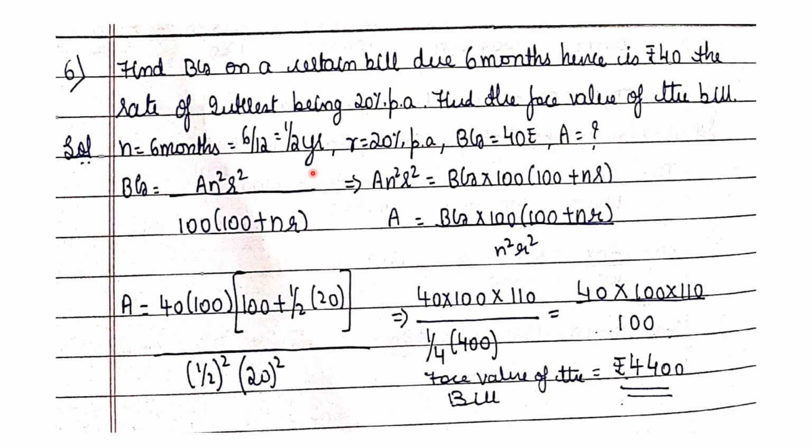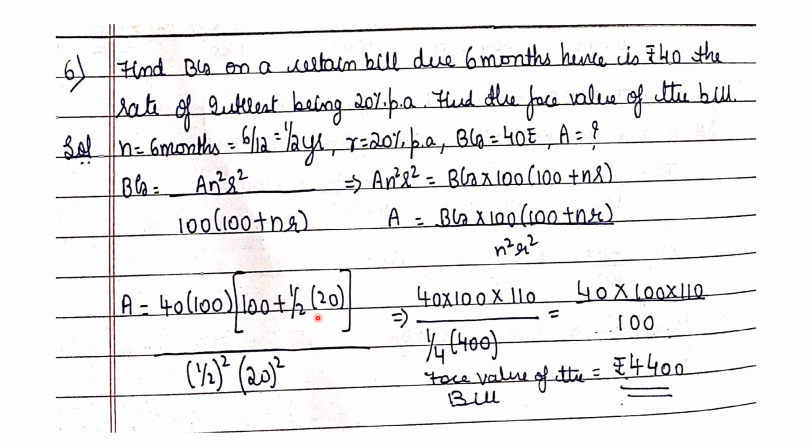So go with the formula, BG is equal to A into N square R square divided by 100 into 100 plus NR. Why? Because it is quite easy to calculate. Here you have the value of BG and the values of N and R, but you don't have the value of A. So cross multiply: A N square R square is equal to BG into 100 into 100 plus NR. Then A is equal to, since we have to calculate only the amount, that is the face value of the bill, the numerator will be the same and the denominator will become N square R square.